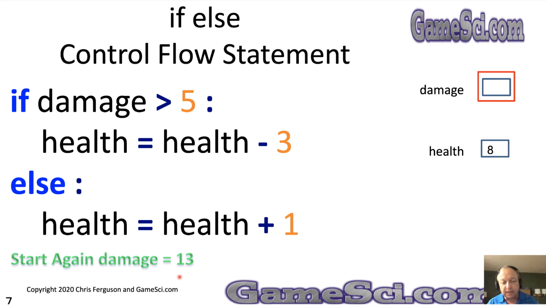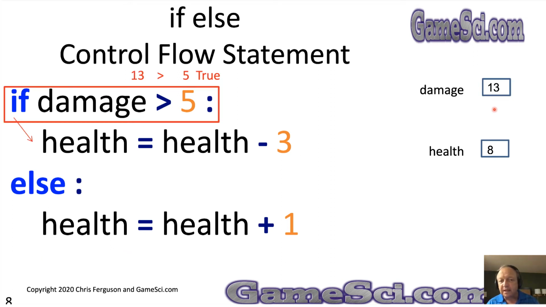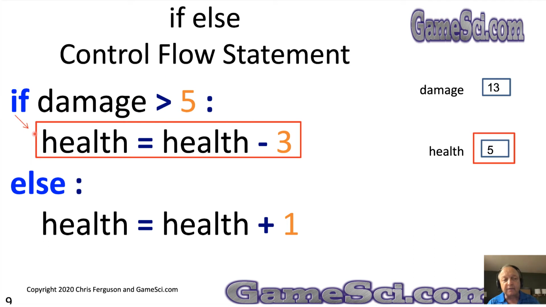Let's start this again. We'll set damage equal to 13, so we'll put a 13 in the damage variable and see what happens. With a 13 in the damage variable, our condition evaluates to 13 greater than 5. That is a true statement. 13 is much greater than 5. As a true statement, what does that mean? Go inside the if block and execute the indented code inside the if block.